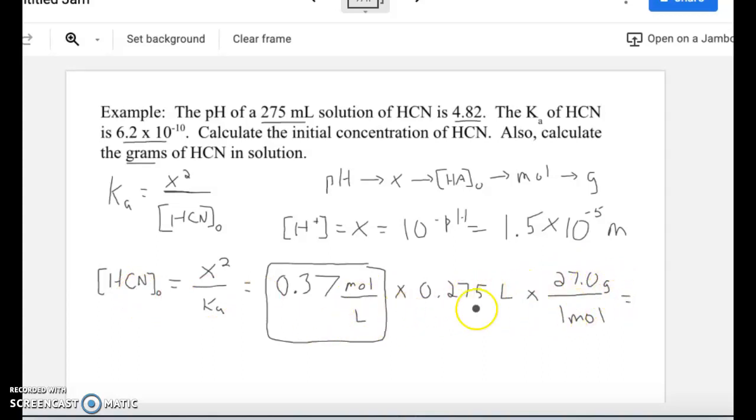All right, so now the units of liters will cancel, the units of moles will cancel, and we're left with grams for our answer. So then we just multiply these three numbers together, and we end up with 2.7 grams of HCN. Okay, and that's that one. That one's all done. All right, I'm going to switch back.